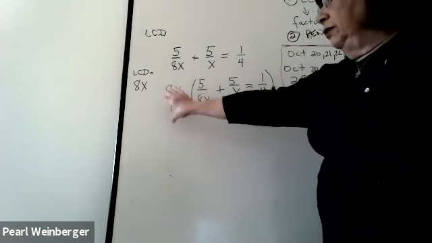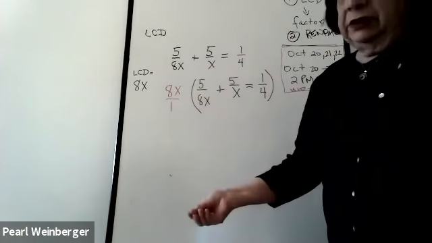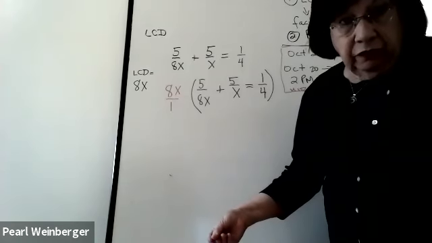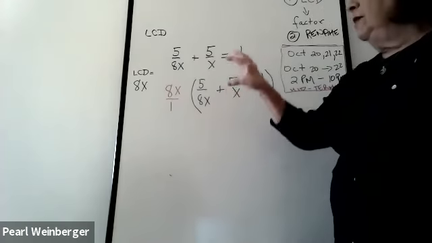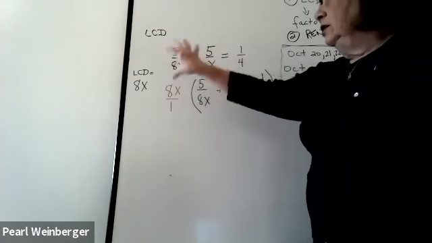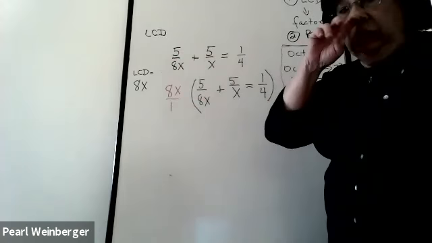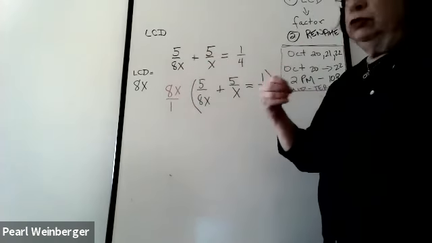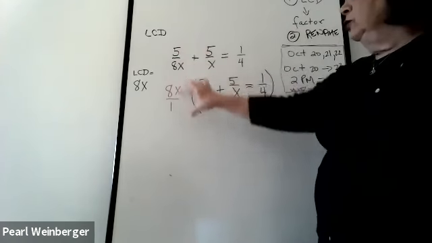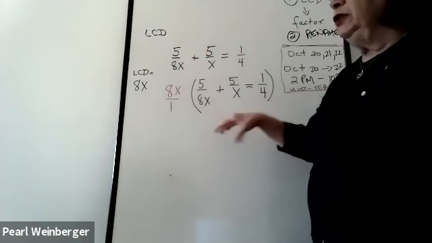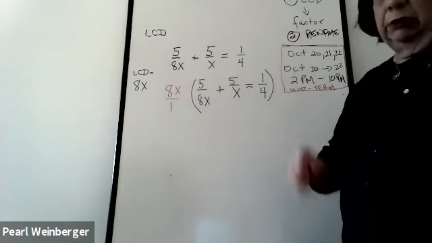Just like we found our least common denominator when we were adding or subtracting fractions, we can use that method to find the solution of a fractional equation. We could do it with a proportion, but we certainly have to do it when we don't have a proportion. We can't use the cross multiplying method.